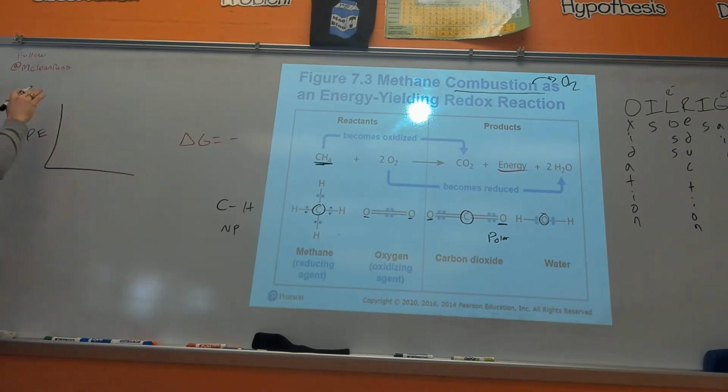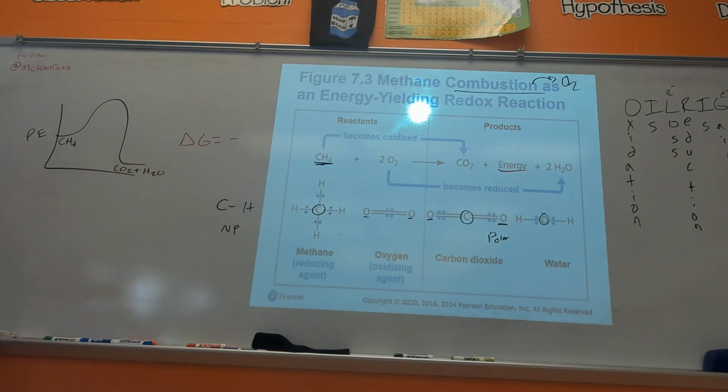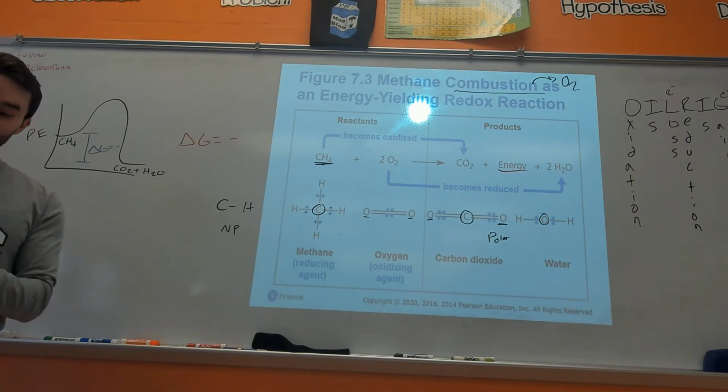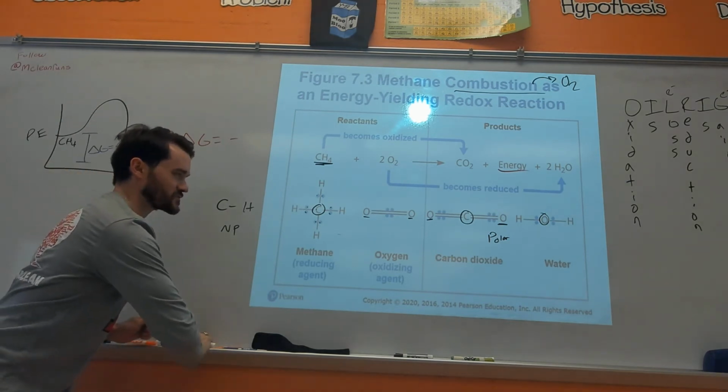if we have potential energy on the y-axis, the energy diagram would look like this. This would be CH4. Here would be my CO2 plus my water. The reason why I release energy is because the products are up here at a higher potential energy, the reactants are at a lower, so the delta G is negative. That's why we release energy. That's not actually why you release energy. The reason why we release energy has to do with the electrons. So stick with me here. I think it's kind of a cool story.